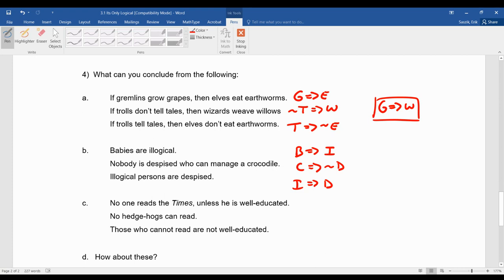So C is mentioned once. I'm going to start with that. If C, then not D. Remember, this would be what? If not D, then not I. And then this would be if not I, then not B. So this would be condensed to if C, then not B.